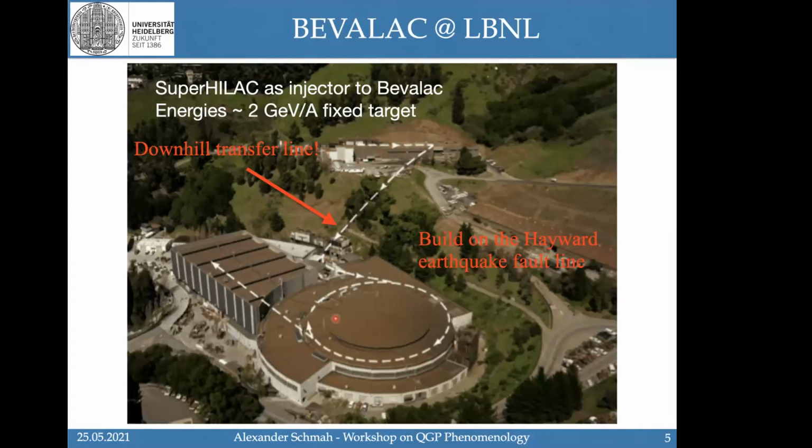This was, of course, not a perfect place to build an accelerator. It was built on the Hayward earthquake fault line. And of course, there was limited space, so it couldn't really, under reasonable conditions, be expanded to higher energies and so on. I was there for about 7 years in Berkeley. I still saw this hall, and then it was removed and replaced by actually a parking lot.